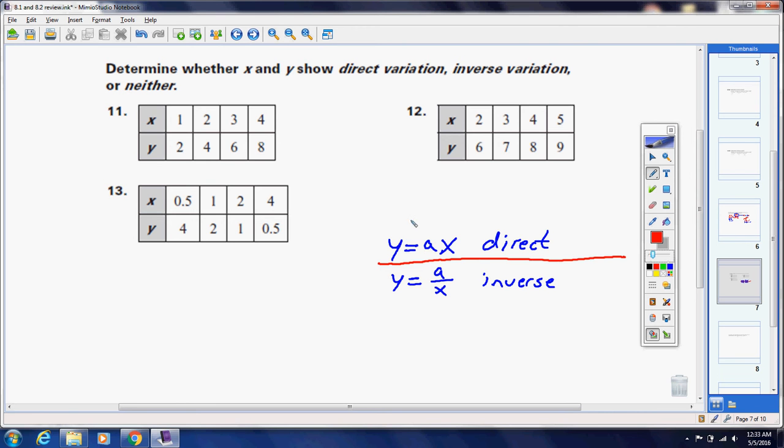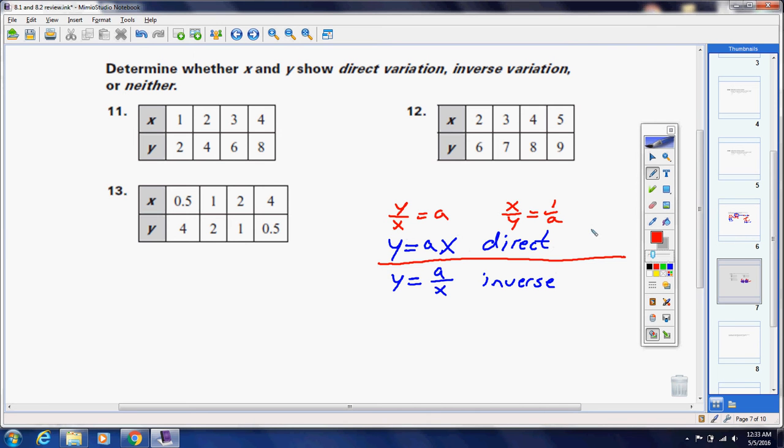If I moved x over to the other side, I would divide both sides by x, and I'd end up with y over x equals a. So that's telling me if I divide y by x, I'm going to end up with some constant. And if we flip this over, I guess you could call this 1 over a. We could say that x over y equals 1 over a, but that's still just some constant. So whether I divide y by x or x by y, I'm going to end up with some sort of constant, and that would be direct variation.